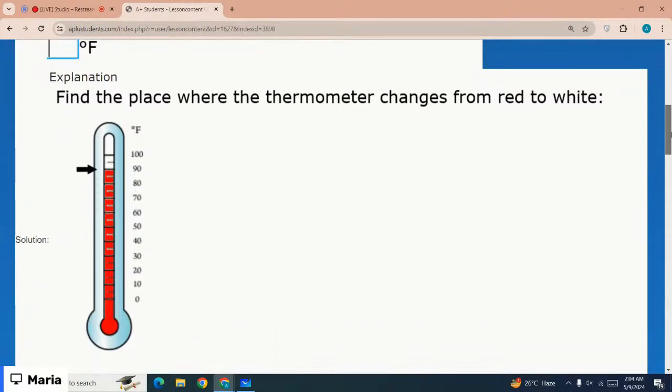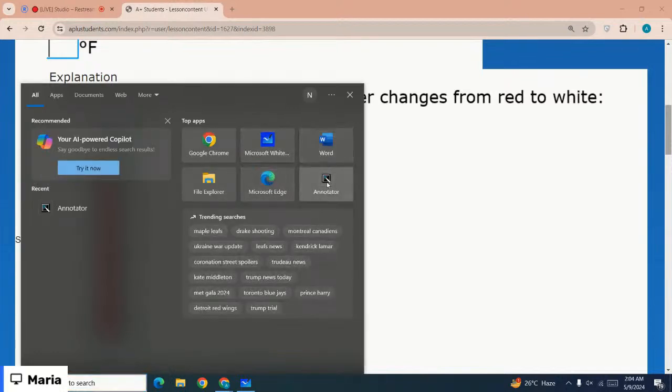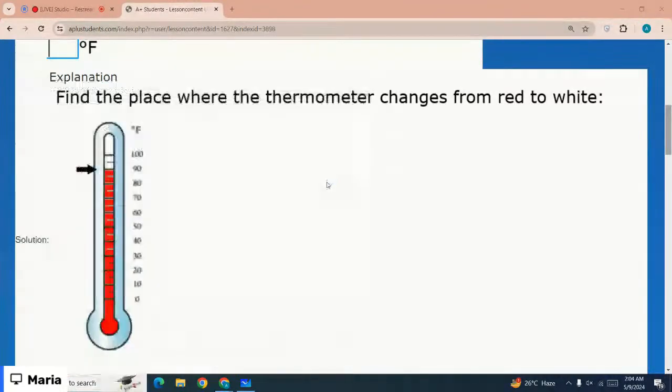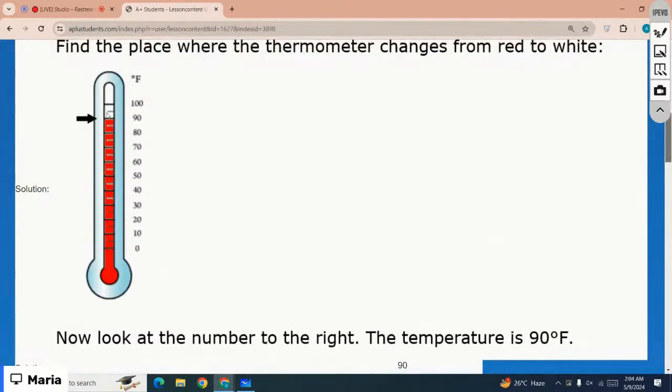Find the place where the temperature changes from red to white, right? You have to find the area where the temperature is changing from red to white. Basically this is the area, right? You have to look at this line, and yes, that is 90 degree. The line aligns to the number 90. That means the temperature is 90 degree Fahrenheit.